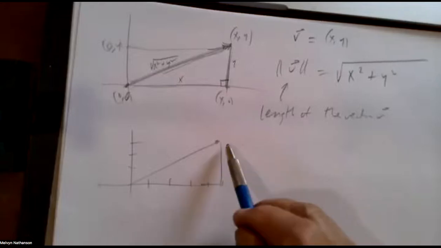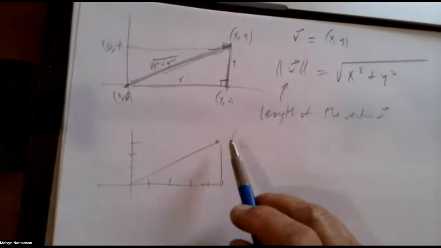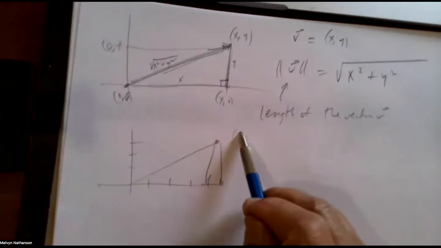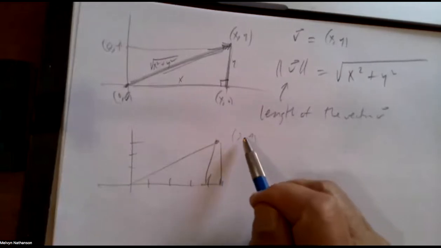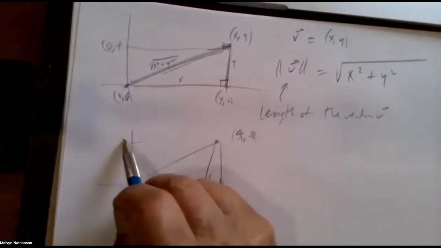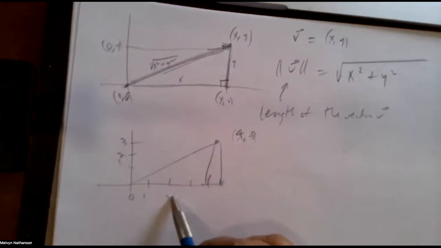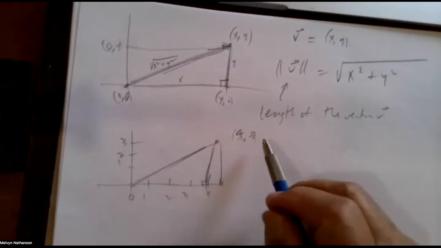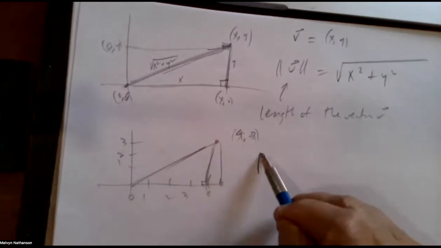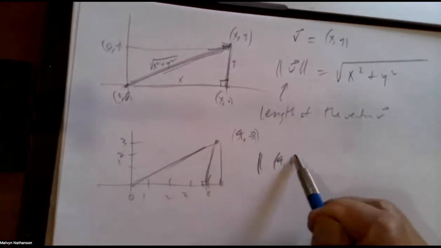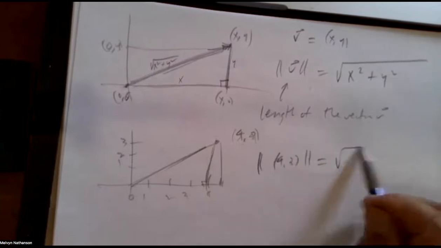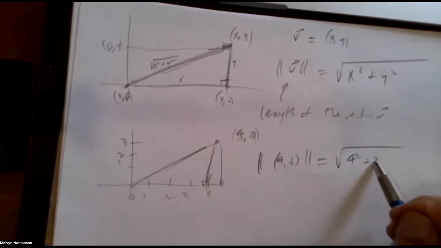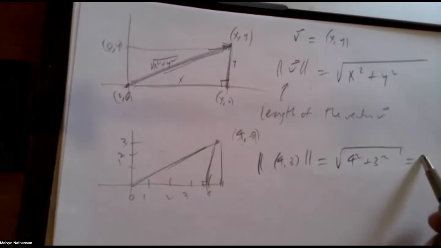So for example, if this were the vector 3, 4, or the way I've drawn it, 4, 3, then the length of the vector 4, 3 is the square root of 4 squared plus 3 squared, which is the square root of 25, which is 5.